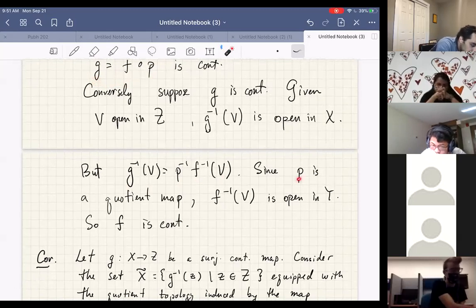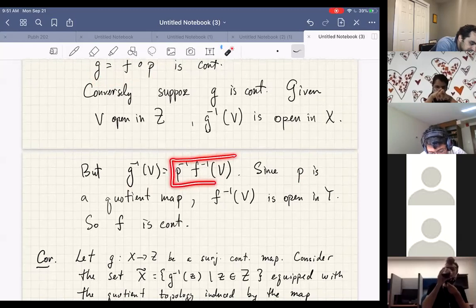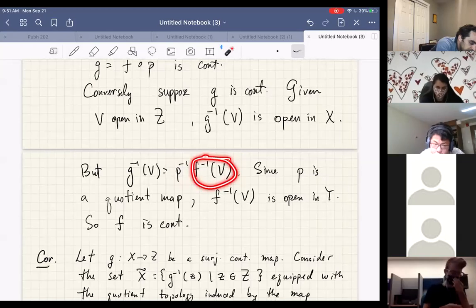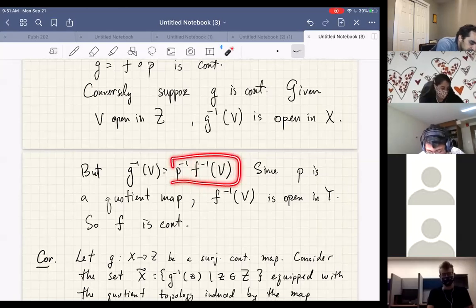Now, since P is a quotient map, I have that if this is open, then this set is open, right? By the definition of quotient maps. So I'm saying that this is open because it's the inverse image of an open set along a continuous map. So since P is a quotient map, it follows that F inverse of V is open. And that implies, since V was arbitrary, that F is continuous.